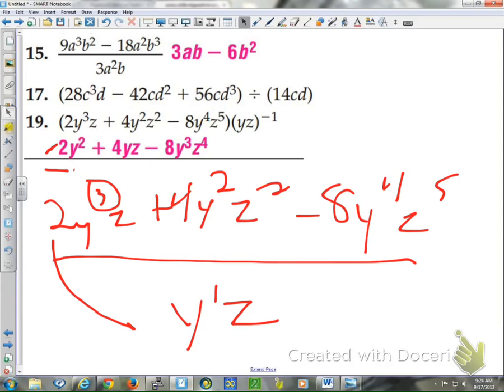So like if this was 2y cubed z to the fourth, and this also has y cubed z to the fourth, you could put those together, like 2 minus 8, negative 6, y cubed z to the fourth. But they have to be the exact same when you add and subtract.